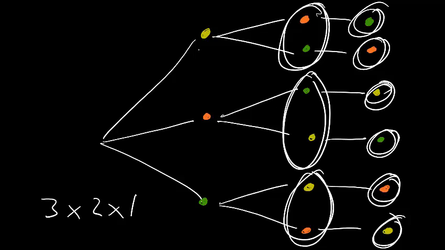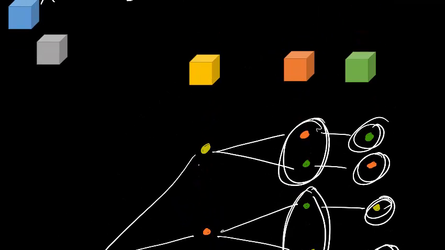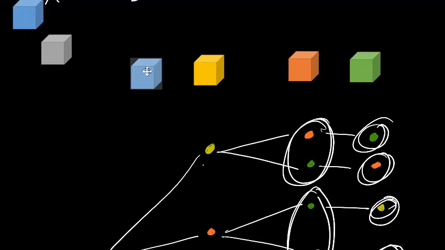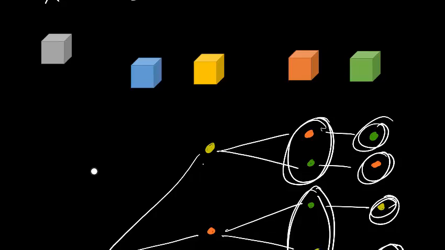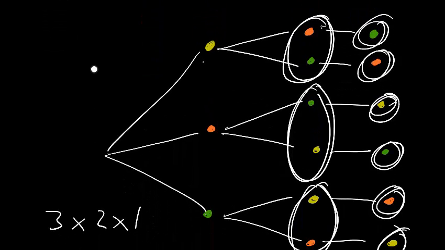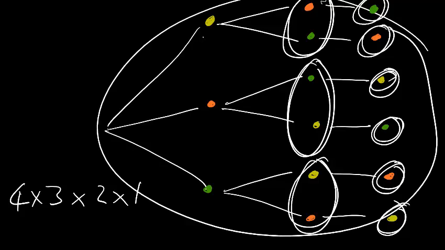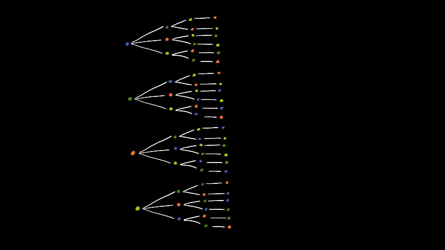Okay, then I could go further and I could throw maybe the blue cube into the mix. If I threw the blue cube into the mix, then all I'm going to have to do is this exact same arrangement again, but I'm going to have a similar kind of arrangement 4 times. So I'm then going to have 4 times 3 times 2 times 1. So in other words, I'm going to have this group 4 times. So this is it blown up.